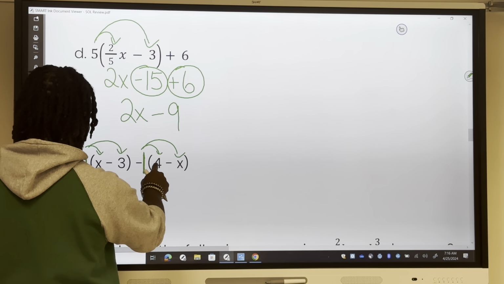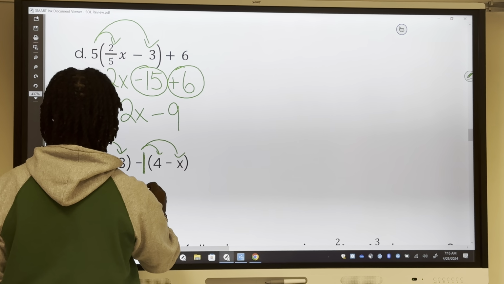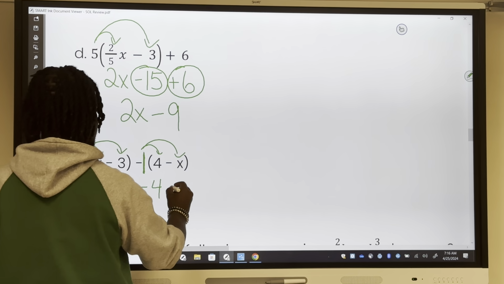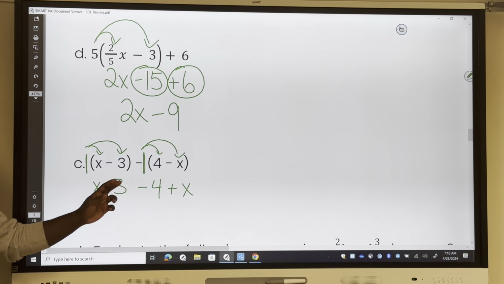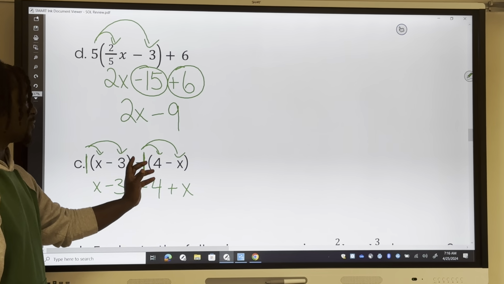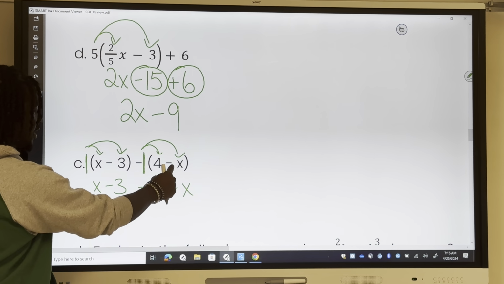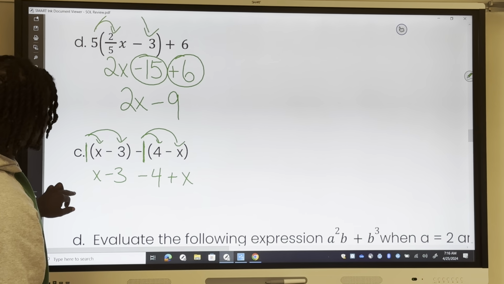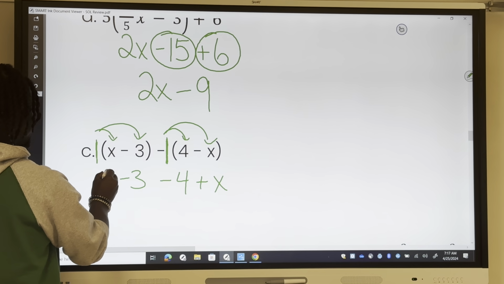So negative 1 times 4 is going to give me negative 4. And then negative 1 times negative x is going to give me a positive x. So when that negative sign is outside of the parentheses, it really changes the sign of both of those. So this is negative 4 now, and now this is positive x.